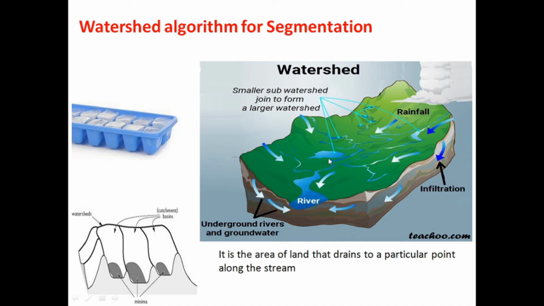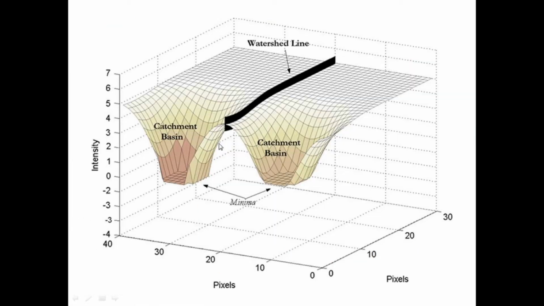So watershed is nothing but the area of a land that drains to a particular point along a heavy stream. You can see here the components of the watershed: I have a minimum, a catchment basin and a watershed line. The same I want to project here now in 3D visualization.